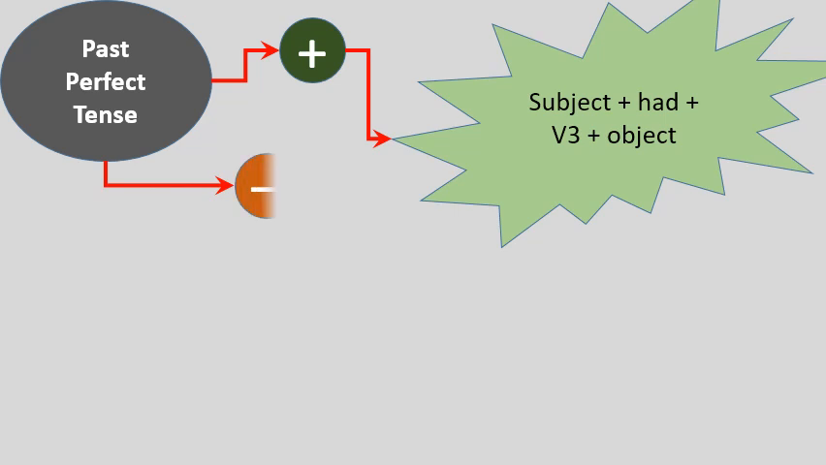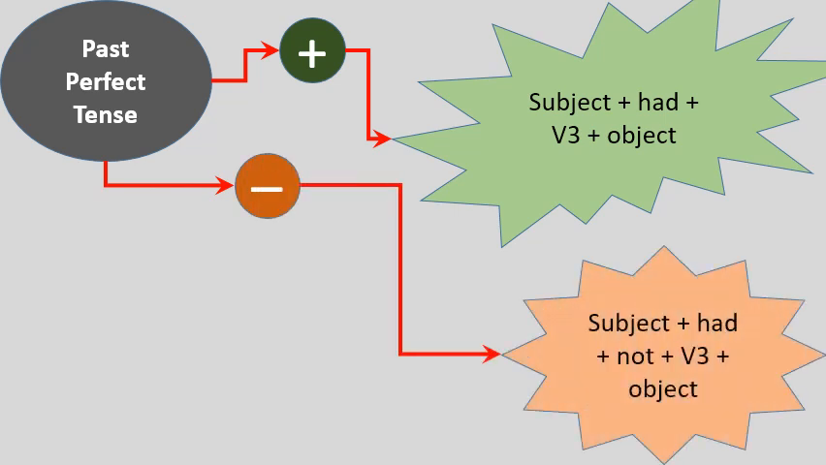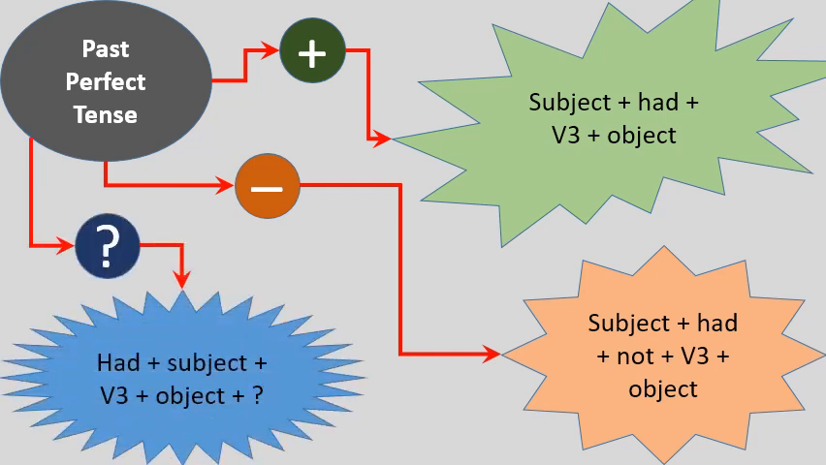In the negative sentence, the structure will be subject plus had plus not plus third form of the verb plus object. For example, she had not finished the test. In the interrogative sentence, the structure will be had plus subject plus third form of the verb plus object. For example, had she finished the test?